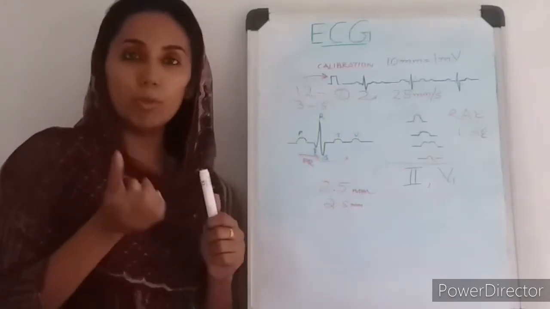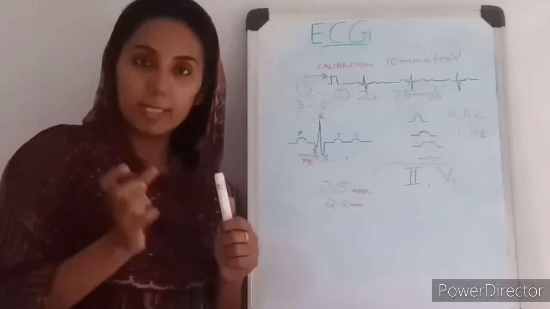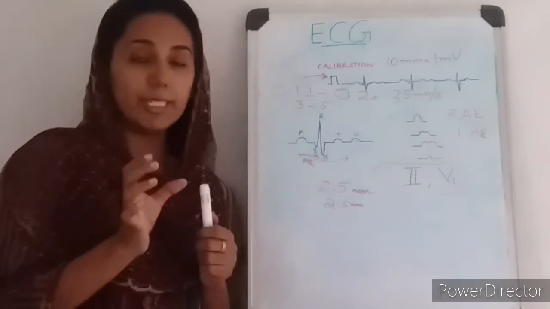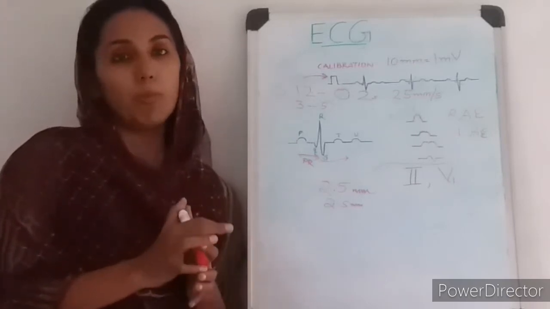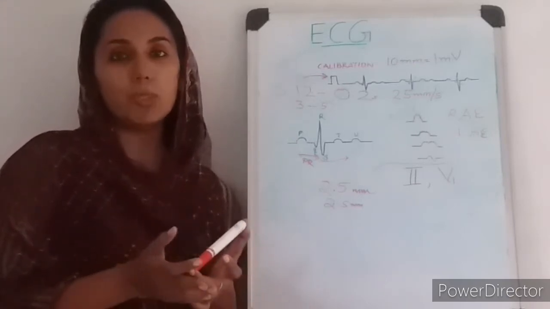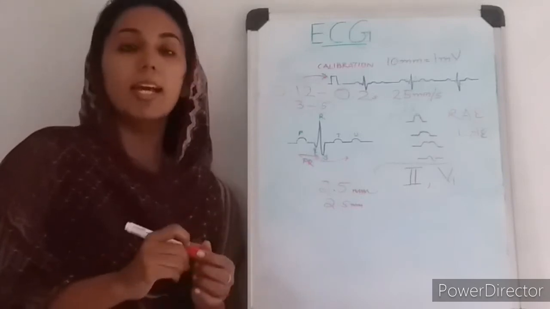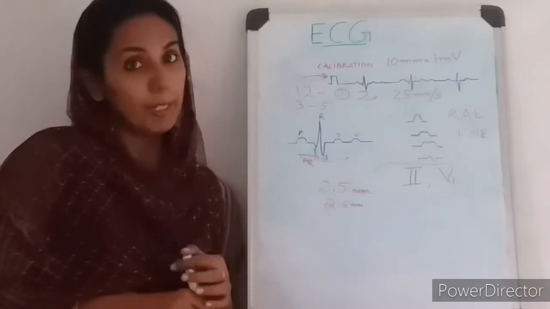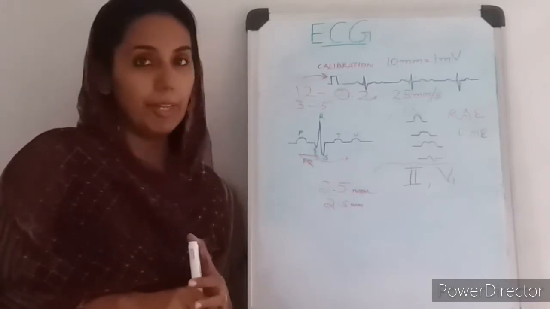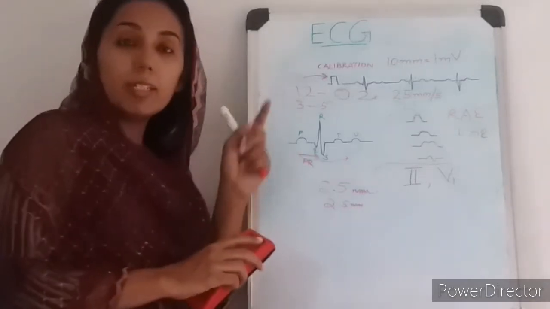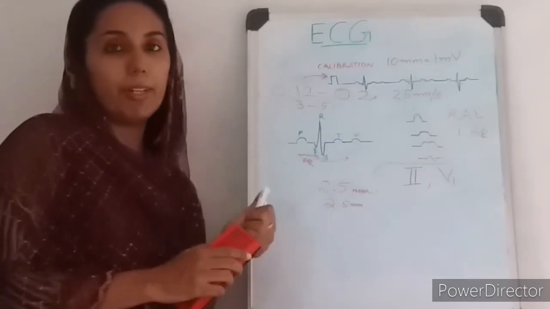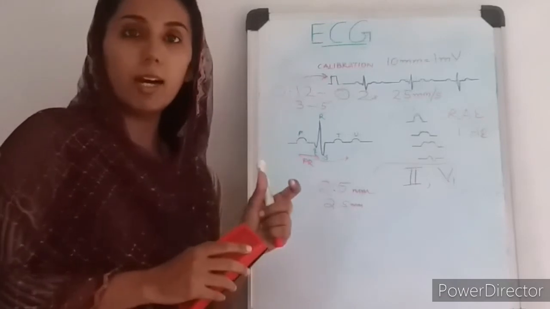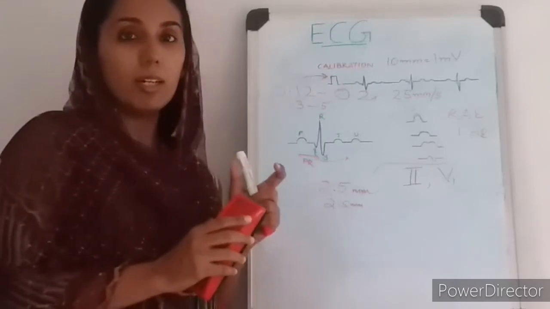So P wave is around 2 to 3 small squares, PR segment is 2 to 3 small squares. So PR interval is around 3 to 5 small squares, or just remember 0.12 to 0.2 seconds. If it is more than 0.2 seconds, it is a long PR, so suspect an AV block. Short PR means it is less than 0.1 second. So this is in short about the P wave, the PR segment and the PR interval.